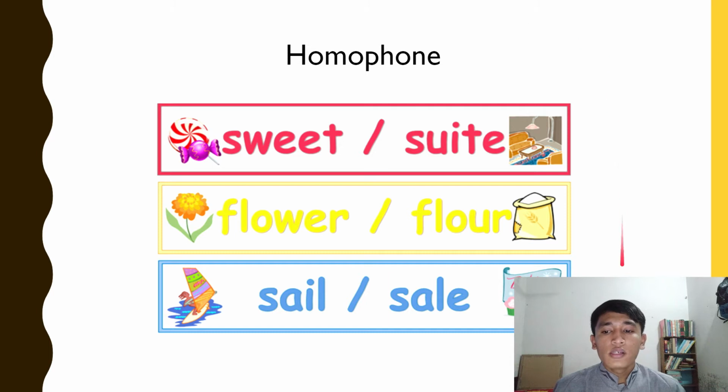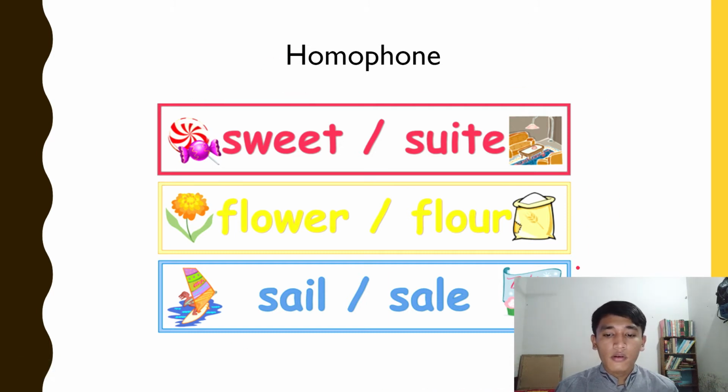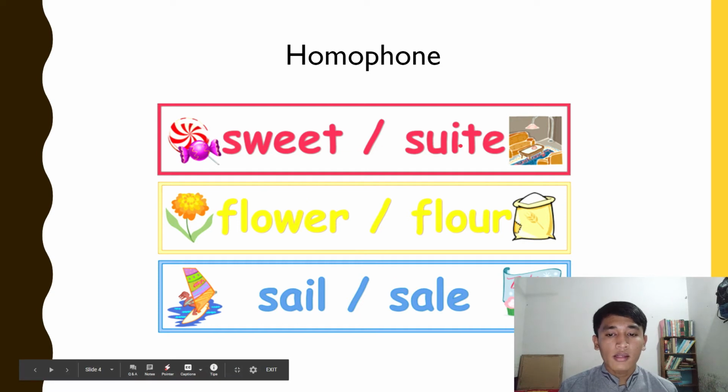Okay, we move to the warming up. There are 6 different words that we divide into 3 parts. The first part is the red part, the next is the yellow part, and the last is the blue part. The first and the second word in each part have a different spelling and different meaning, but do you know that they have the same pronunciation? Let's see. The first is sweet and suite.